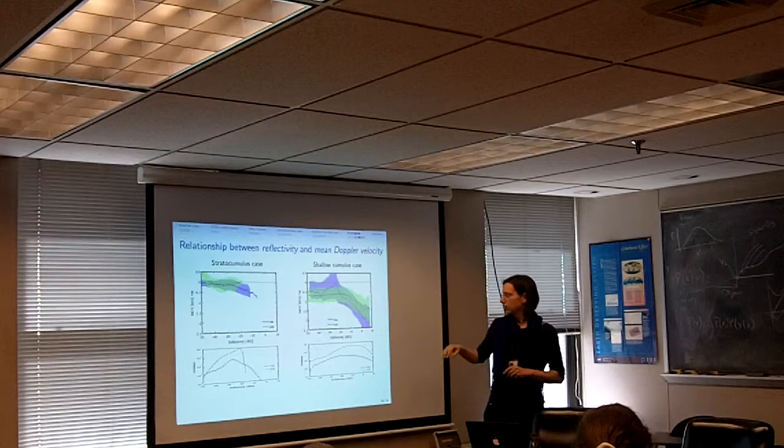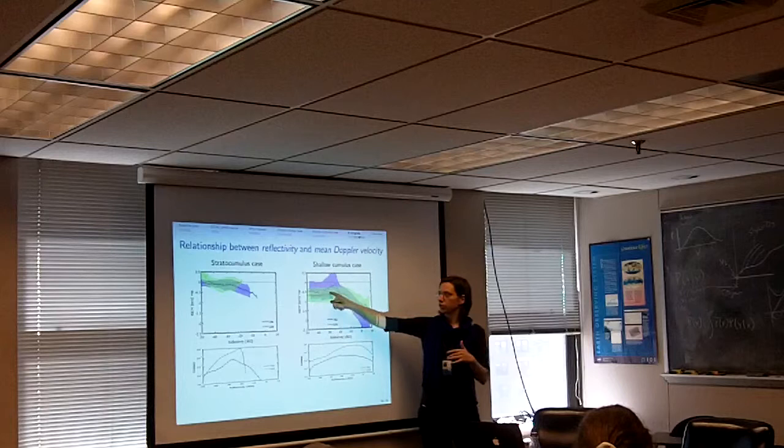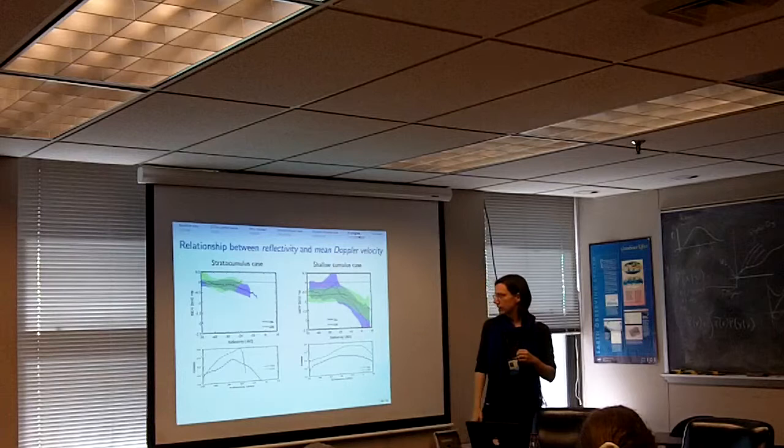For the shallow cumulus, it also looks like you have some similarities between the two. The main difference is the LES has a stronger downdraft signature, and the curve is less steep than the observations.